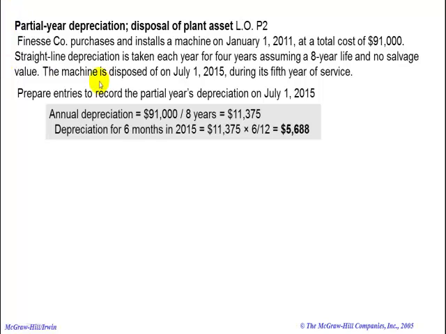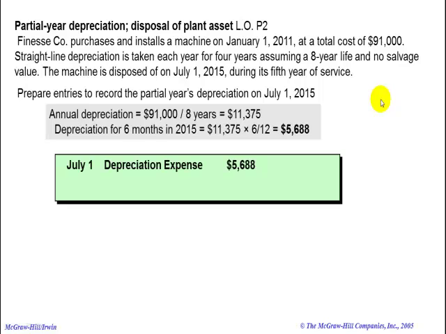And by the way, the reason why we're doing this is because any time that you get rid of any fixed asset, you have to bring depreciation forward to the point of sale, or in this case to the point of disposal. So we have to have another $56.88 depreciation for the period from January the 1st through July 1st of 2015. So there's our entry: debit depreciation expense $56.88 and credit accumulated depreciation $56.88.